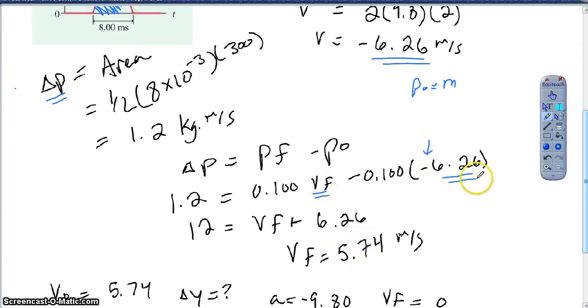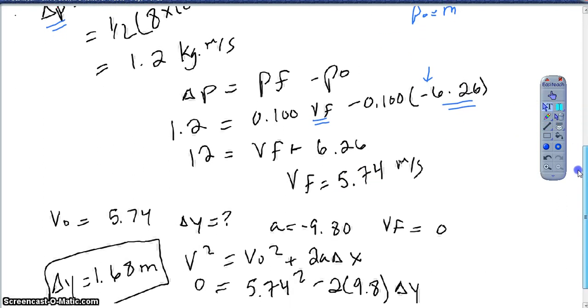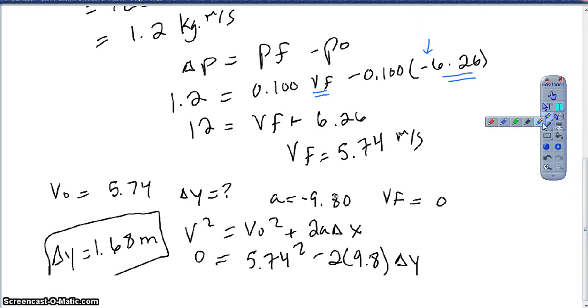Right, so in this case, because I made downward negative, that's why it ended up being positive. But anyway, 5.74, so that tells me how fast the ball is leaving the ground. And then since they ask how high does it go, I just do one final stage of kinematics here, where I use the final velocity that it leaves the ground with as the initial velocity for the flight back up. Right, so the ball bounces off the ground, it goes back up.